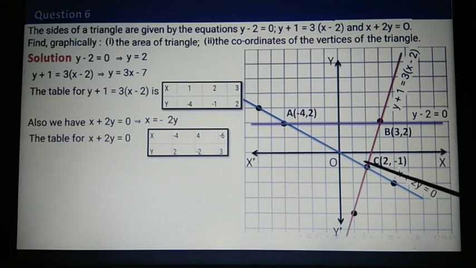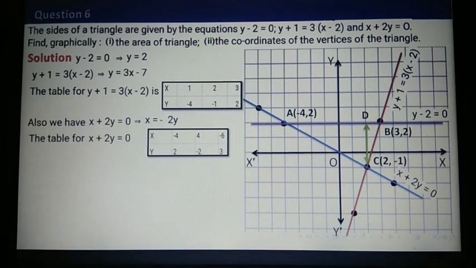Yes, so we can count the height of this one. This is 1, this is 2, this is 3 from here. So how many boxes are there? 1, 2 and 3. So that means what is the height of the triangle? It is 3. And if this is my height, then this is going to be my base. As I said, this will give me the height.